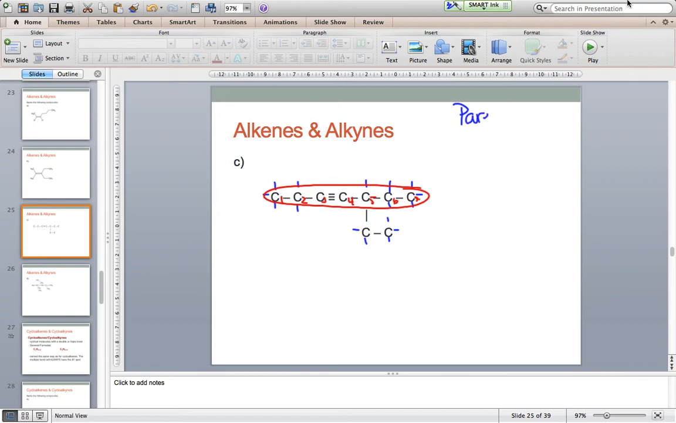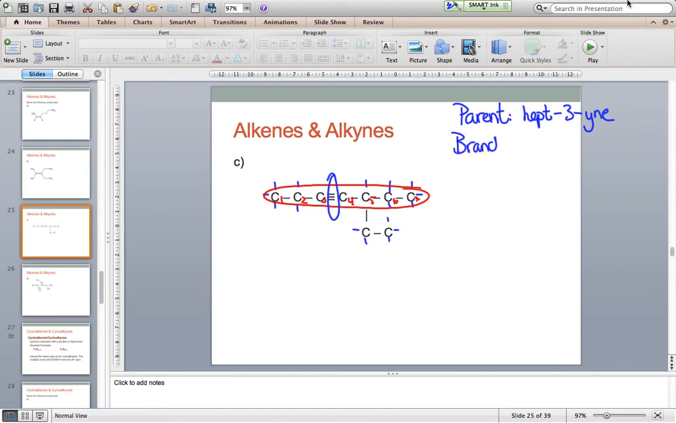Here's our parent. 7 carbons, so the prefix is hept. Where's my multiple bond? It's on the 3rd. And what kind of multiple bond is it? That is a triple bond, friends. So we are ending this in -yne. Hept-3-yne. Fun.